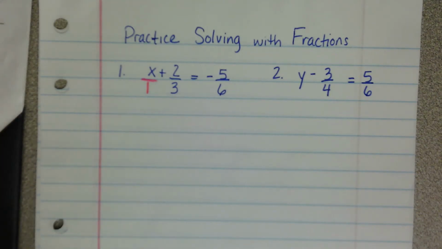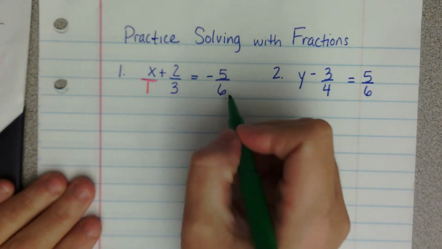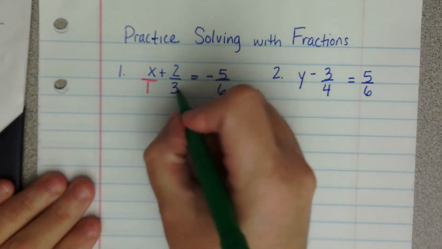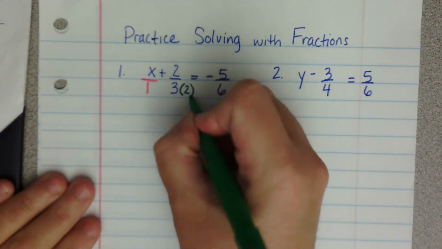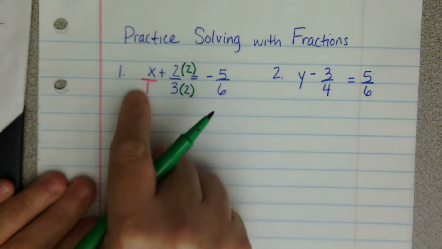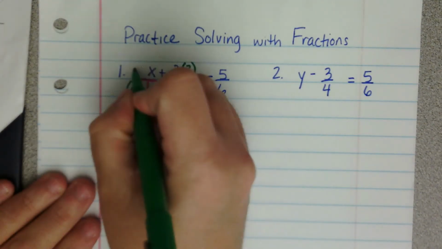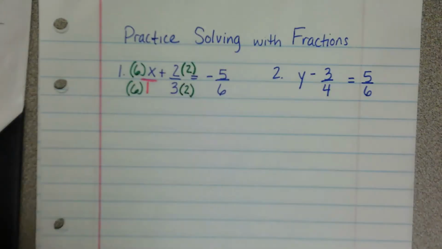Our common denominator for number 1 is 6. Okay? 6 times 1 is 6. 3 times 2 is 6. Remember to do bottom and top. And then 1 times 6 is 6. So make sure you have 6 on the bottom and 6 on top.